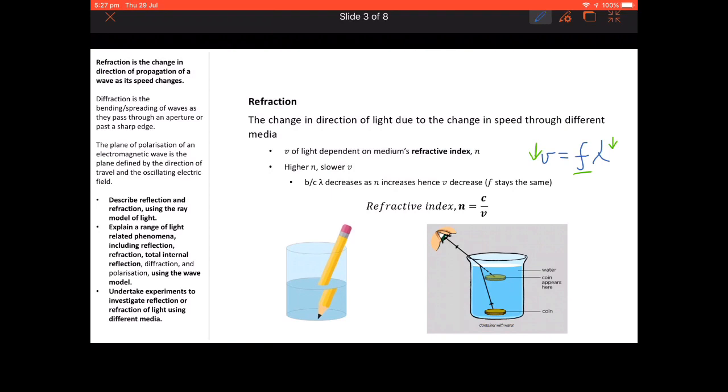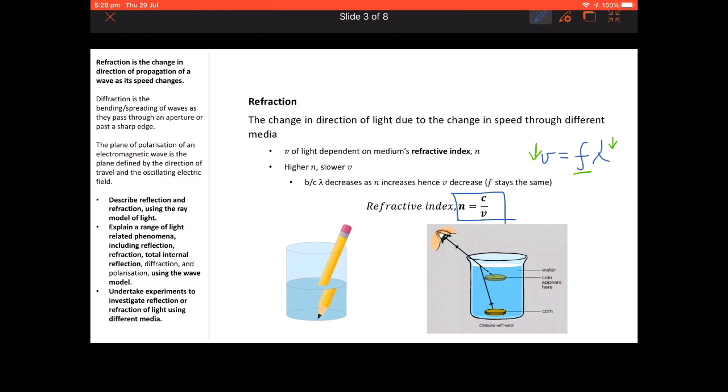The refractive index is given by the rule n equals c divided by v, so it's a ratio of the speed of light in a vacuum to the speed of light in whatever the medium is. So the minimum refractive index is 1, that's the speed of light divided by the speed of light, c on c. Everything else that's not a vacuum will have a refractive index of greater than 1 because you can't go higher than the speed of light.